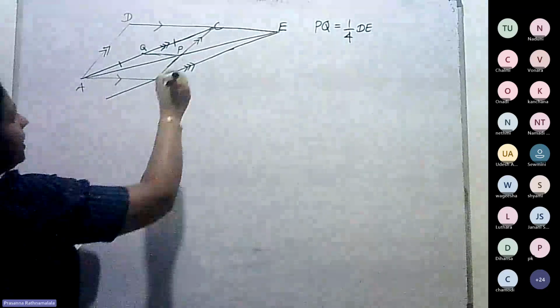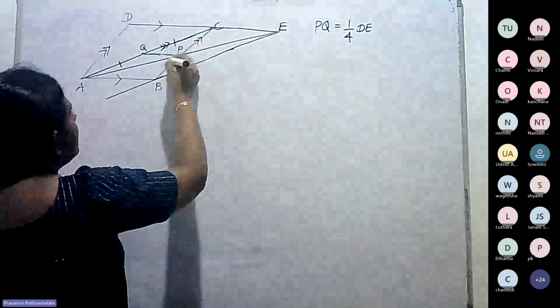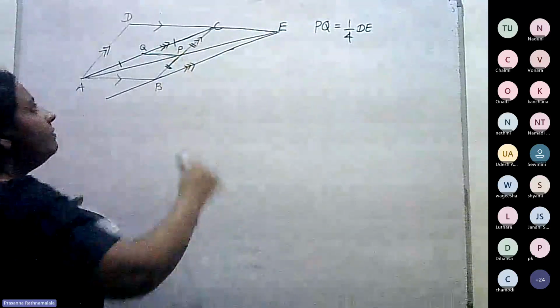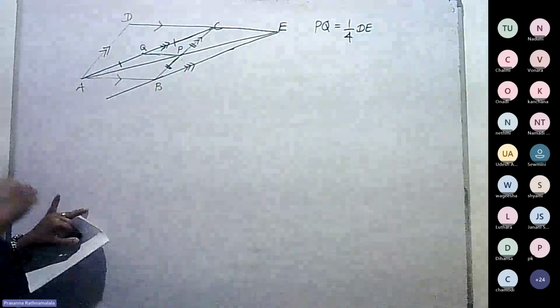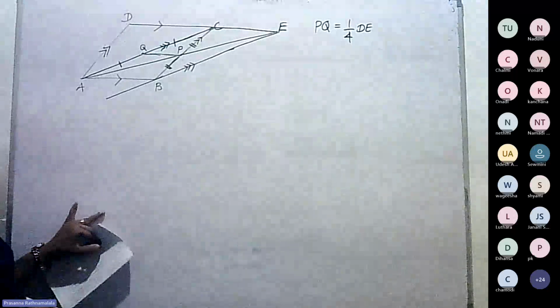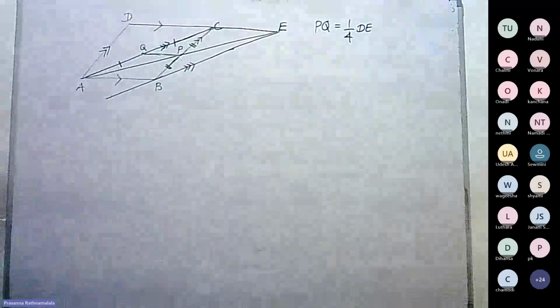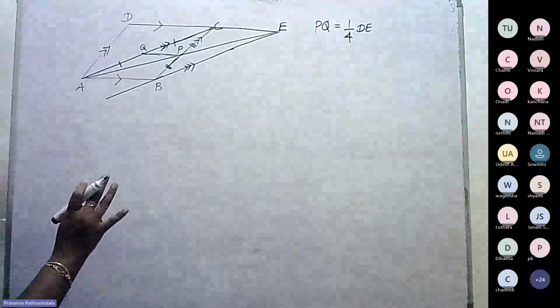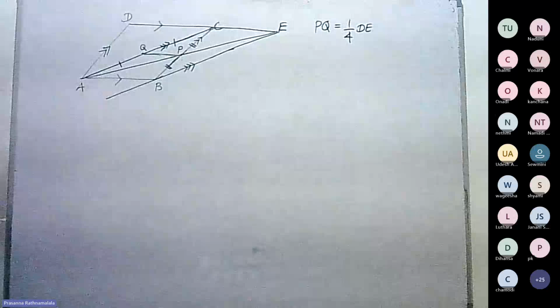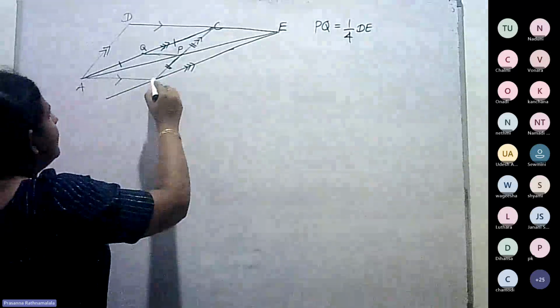PC equals PB. And the diagonals bisect each other, AP equals PE also. They are equal, right? Then we prove BC equals BP. Now you can consider the triangle.